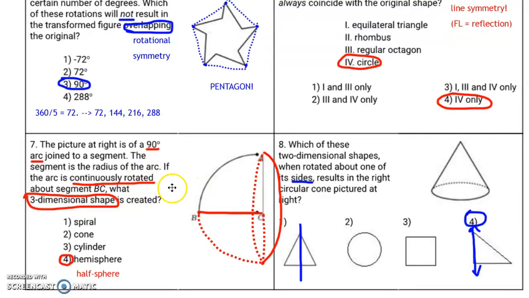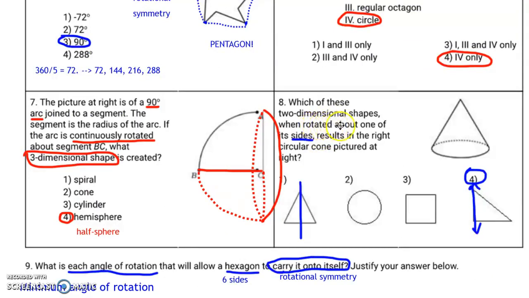For question number 7, it was rotating continuously around a segment, and anytime you rotate a shape continuously around a segment, you're going to get a 3D shape. This 3D shape was a hemisphere. It's half of a sphere. And in this case, it tells us that it wants us to rotate around one of its sides. If you took this isosceles triangle and rotated it around its altitude, you would get this cone. But it's not asking about rotating it about its altitude. It's asking about rotating it about one of its sides. So that must be this triangle.